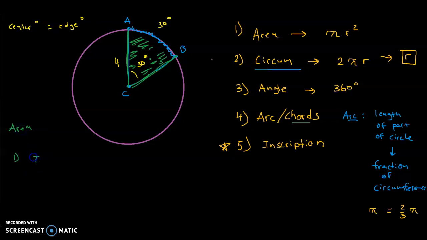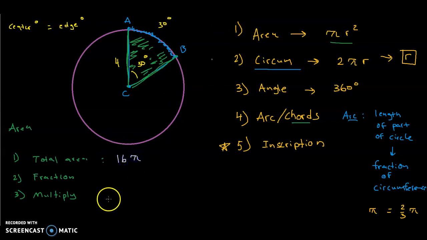First step, total area. Figure that out first. Second, fraction. Third step, multiply. So, supposing I asked you, what is the area of this slice? Well, all we do is, let's figure out what the total area of the entire circle is. Well, we know what that formula is, pi r squared. So if the radius is 4, 4 squared, 16 pi, right? Total area is, let's switch colors, 16 pi.